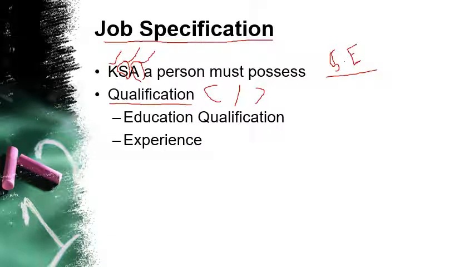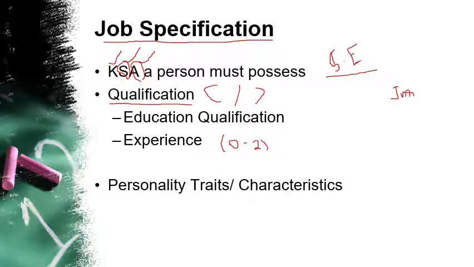Experience: if you are talking about a junior software engineer, just take an example, whether experience is required or not. Sometimes you can find it written as 0 to 1, 0 to 2, etc., which means even a fresher can be considered for this job. So that is what we mean by experience.